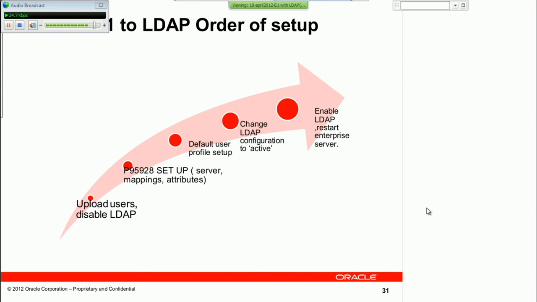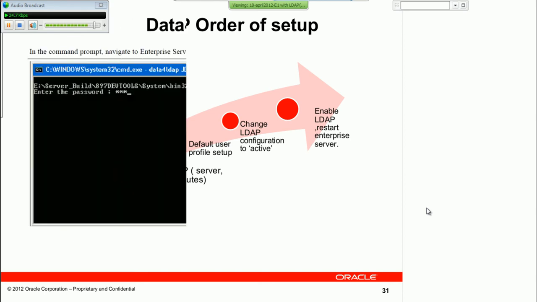Alright, first of all, now that OID is installed and configured, we need to get data from EnterpriseOne into LDAP. Then we're going to drive into EnterpriseOne in our P95928 setup, which is where we configure our server mappings and attributes. We will then configure the default user profile setup, which we'll explain in a little bit. Then we have to set our LDAP configuration server to active and enable LDAP synchronization.